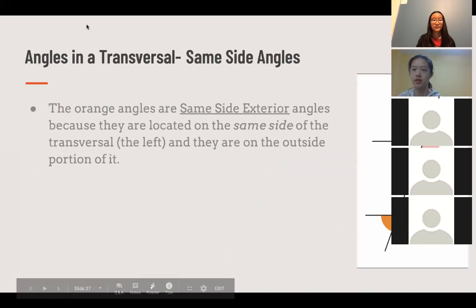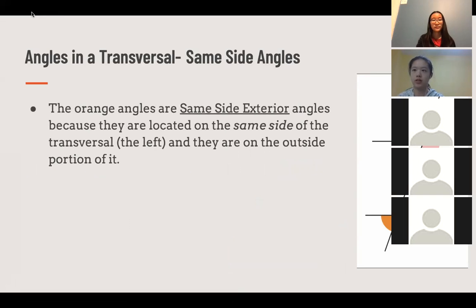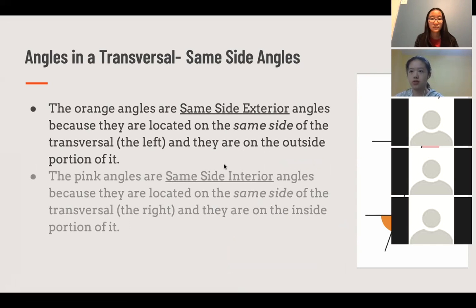Okay, and one more angle relationship is called same side angles. Same side angles are on the same side of the transversal. So in this picture, you can see that the two orange angles are both on the left side of the middle line. And you can also see that the pink angles are on the right side of the middle line.